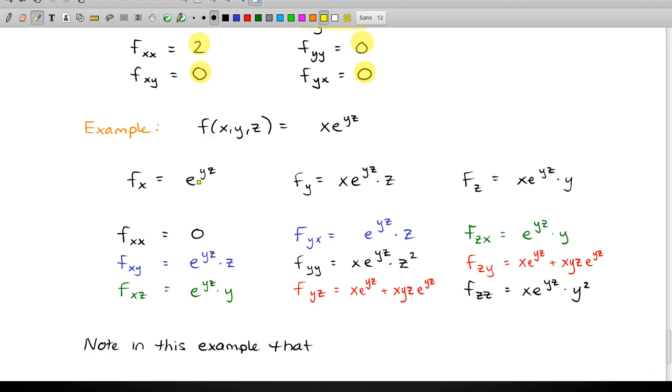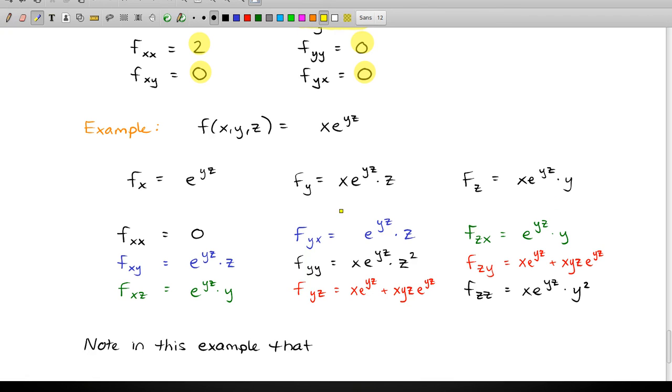x times a constant, the derivative with respect to x is just going to be that constant, e to the yz. Derivative with respect to y, a constant e to the yz is going to be a constant e to the yz times the derivative of the inside with respect to y, which is x e to the yz times z. A little chain rule there. Derivative with respect to z is going to be exactly the same: constant e to the yz times the derivative with respect to z. So we pick up a y from the chain rule.